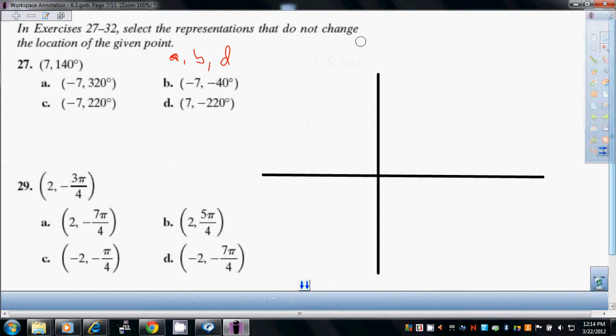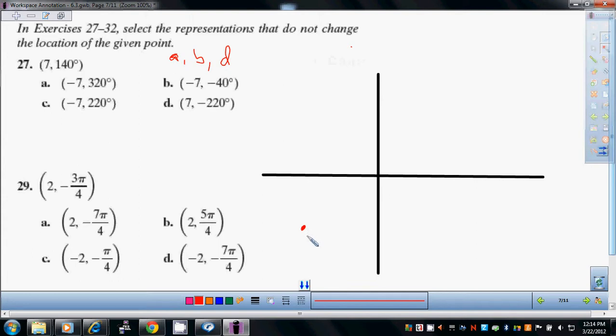The original? Oh, I don't know. Let's see. 3 pi over 4 is here? No, because negative 3 pi over 4 will put you down here. Does that make sense? Okay. I'm sorry. So it could be.